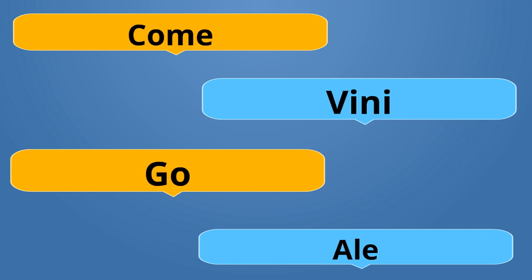Come and go are opposites, okay? Come, we say vini in Creole, vini, and then for go, we say aller, okay? Pour aller, nous dit go, pour vini, nous dit come.